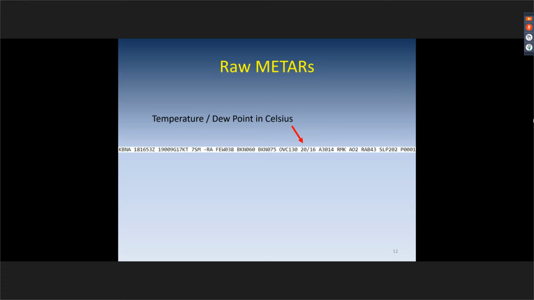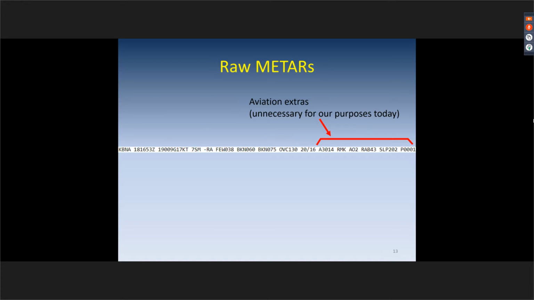Next group is temperature and dew point. And in the raw METAR, these are done in Celsius. So that 20/16, that's in Celsius. Again, an easy conversion can be found just by Googling Fahrenheit to Celsius or Celsius to Fahrenheit. And then the rest of this is for aviation purposes, and we're not going to cover that today.